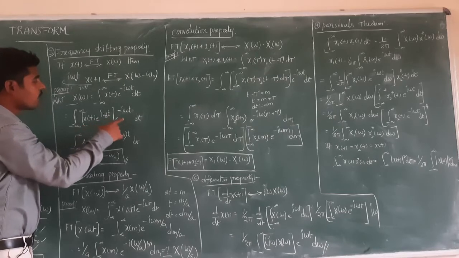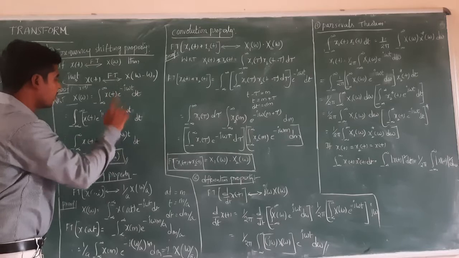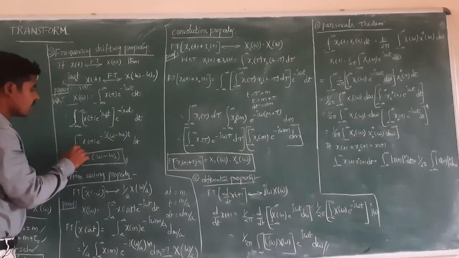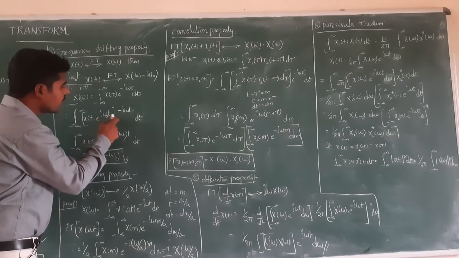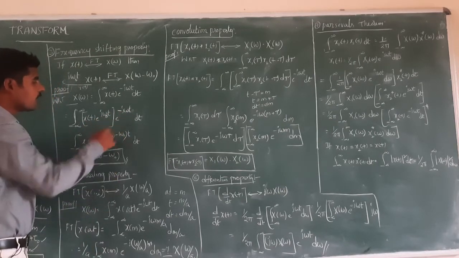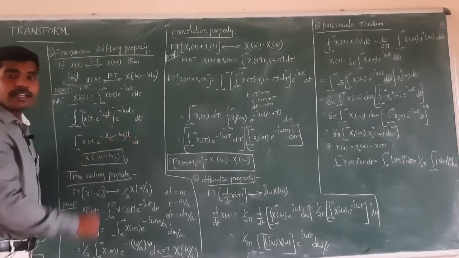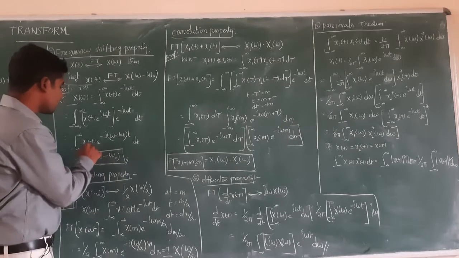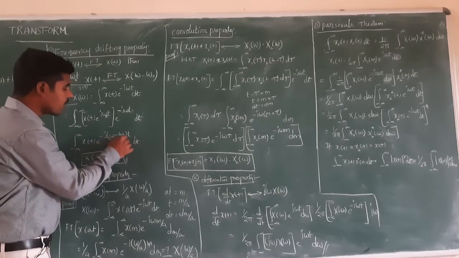Now e power minus j omega t is the standard form of the exponential term into dt. Now the integral from minus infinity to infinity of x of t into e power j omega naught t into e power minus j omega t, both are the same base. Therefore you take minus j and t as common terms. We can represent it as x of t into e power minus j into omega minus omega naught into t.